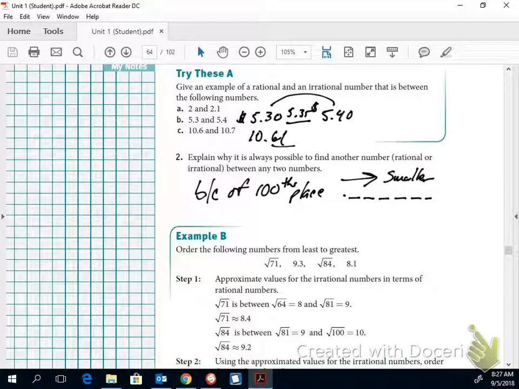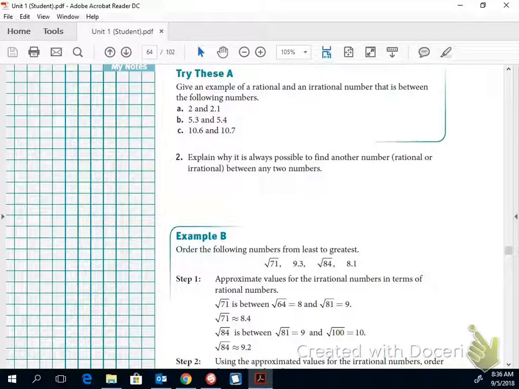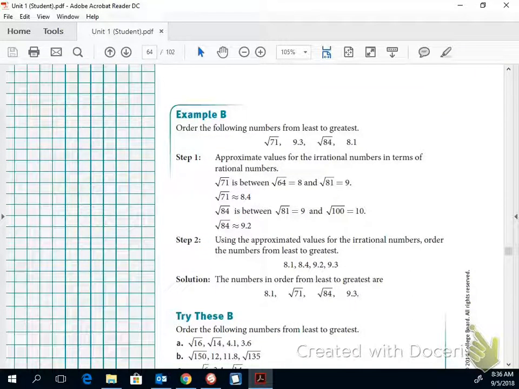Now, this is the meat of what we're going to do today. Can you put them in order? Least to greatest, greatest to least, whatever it may be. So on example B, that's what we're looking for. Can you put these in order? Now, we've got 4 different numbers, 2 of which may or may not be irrational. So you're going to have to round those to something. We have 9.3 and 8.1.